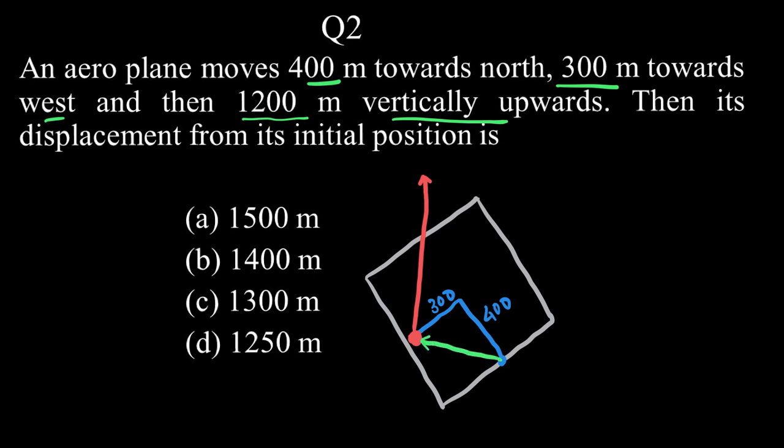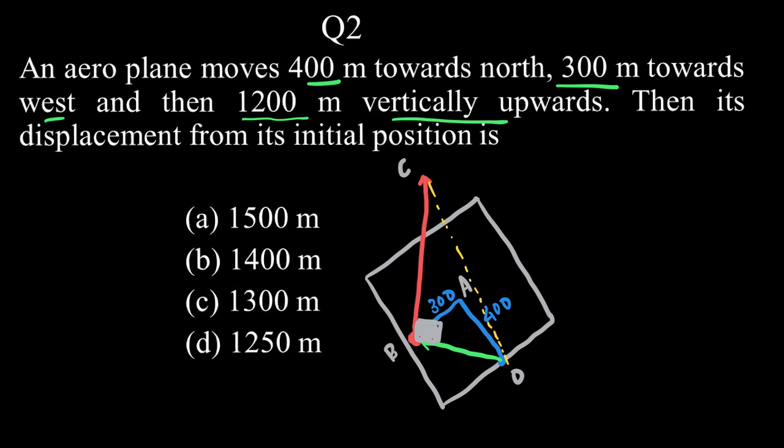initial displacement here. If we just mark the major points, this is the origin, this is OA the first direction, OB the second direction, and BC is the vertical movement, which means BC will be making 90 degrees with OB. In which case OC will be our required displacement.